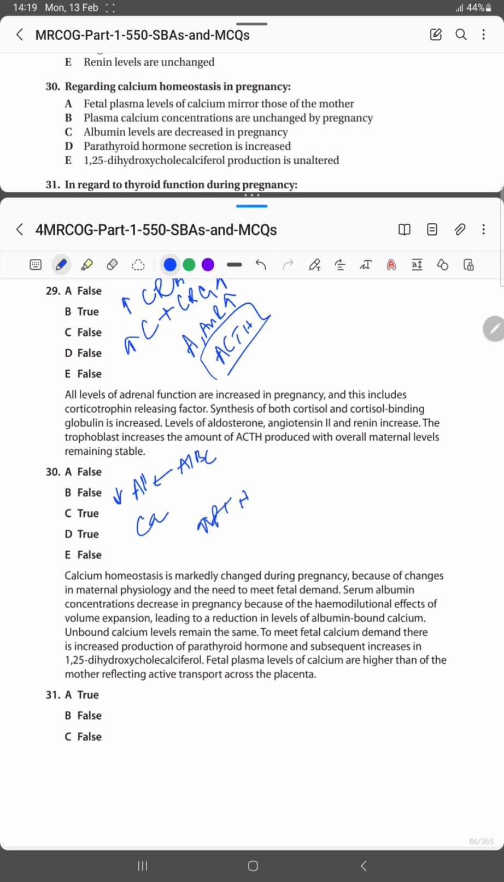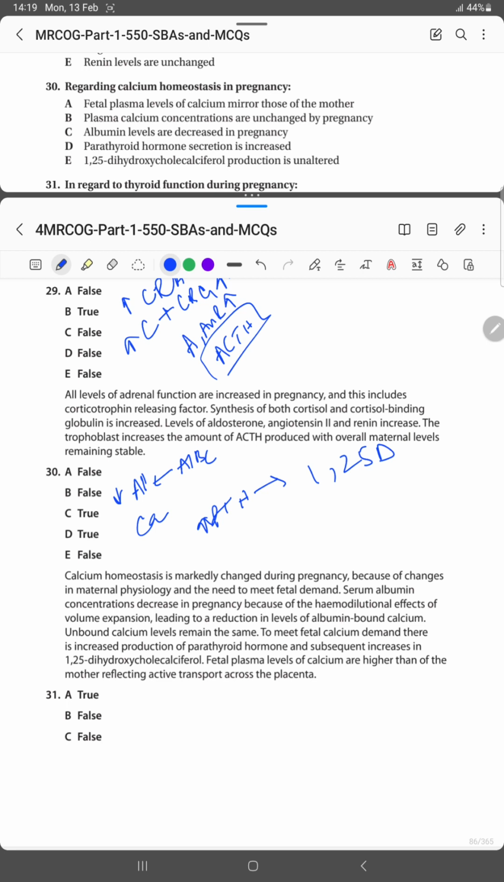Unbound calcium remains the same, and to meet the fetal calcium demands, there is an increased production of parathyroid hormone, and a subsequent increase in 1,25-dihydroxycholecalciferol. Fetal plasma levels of calcium are higher than that of the mother, reflecting active transport across the placenta.